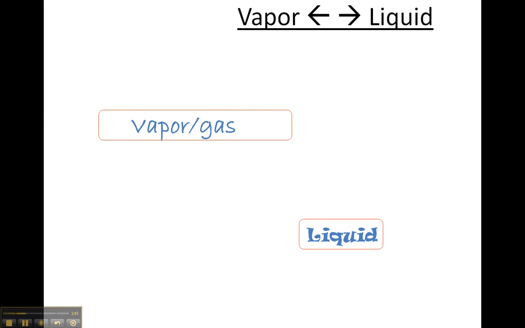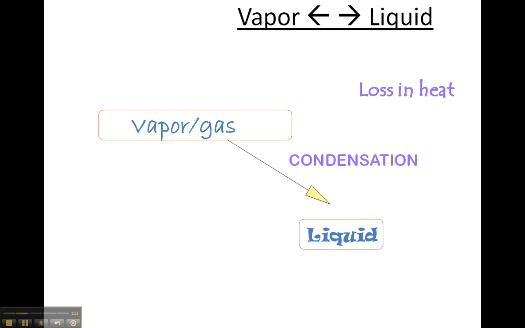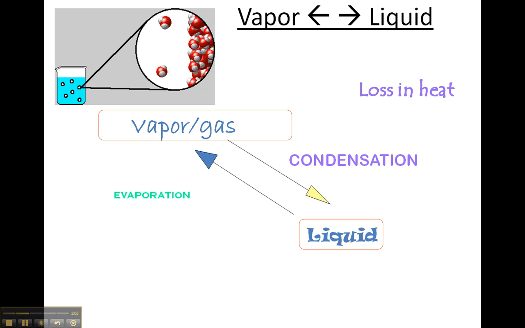Now, let's look at this comparison of vapor to liquid. Okay, so we have a liquid here and a vapor here. If we're going from vapor or gas to liquid, that is condensation. That involves a loss in heat. If we are going from a liquid to a vapor or gas, that is evaporation, vaporization.